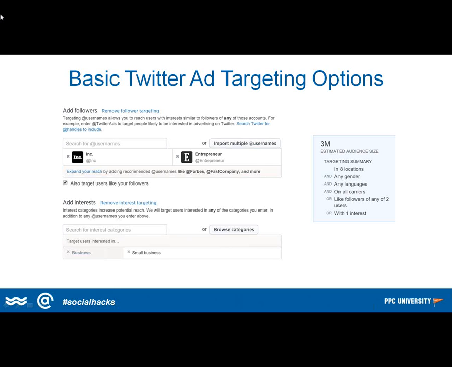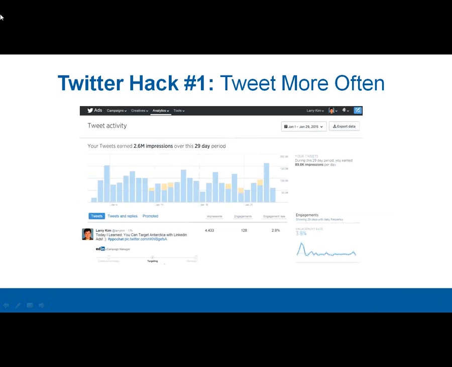Like, WordStream sells to small businesses, so I'm going to target people who follow Inc. or Entrepreneur Magazine because maybe they might have something to do with my business. They also have about a couple hundred interest categories, in terms of small business interests, and you can just browse those categories. It's not nearly as sophisticated as Facebook in terms of the targeting options, but that's the gist of it. I wanted to talk to you a little bit about some hacks.